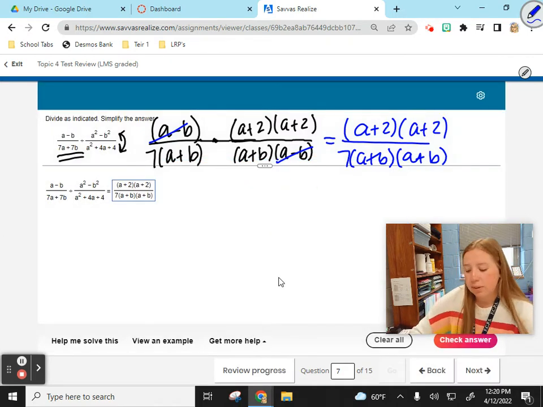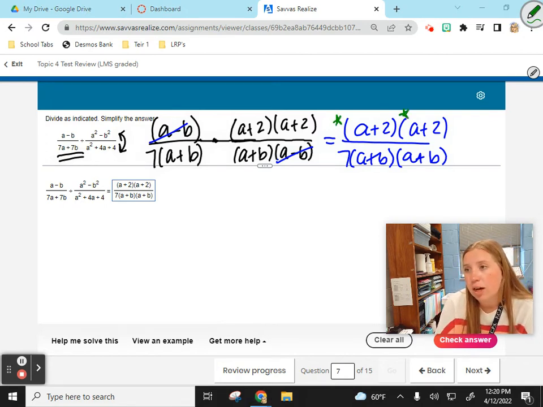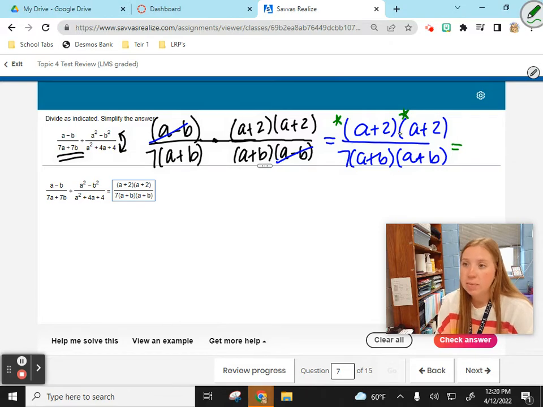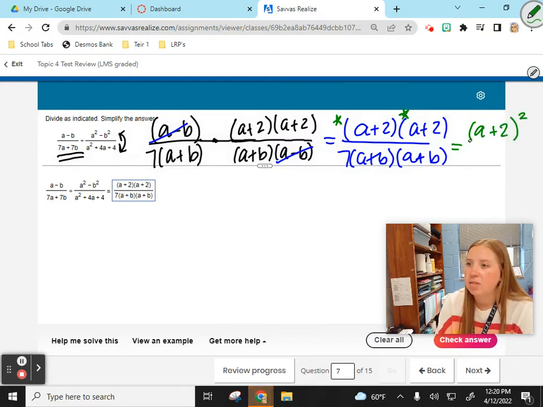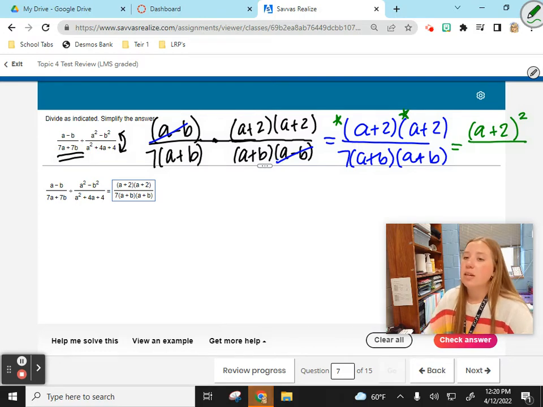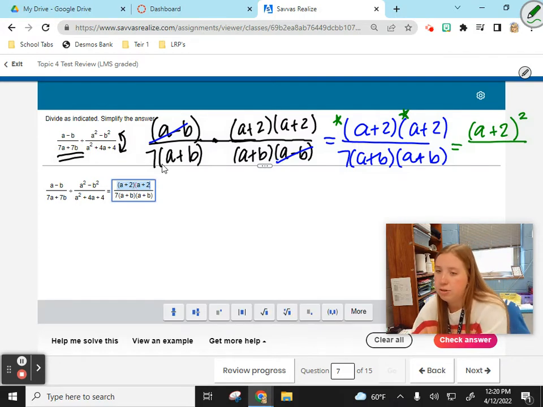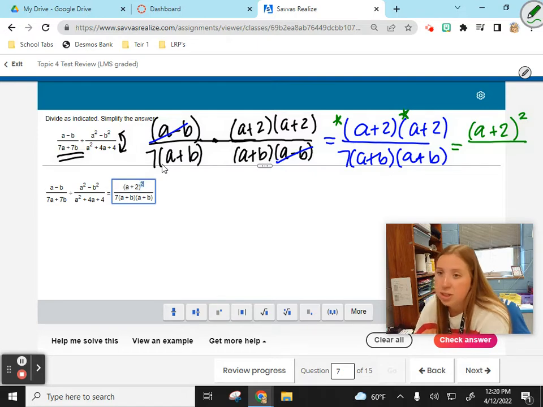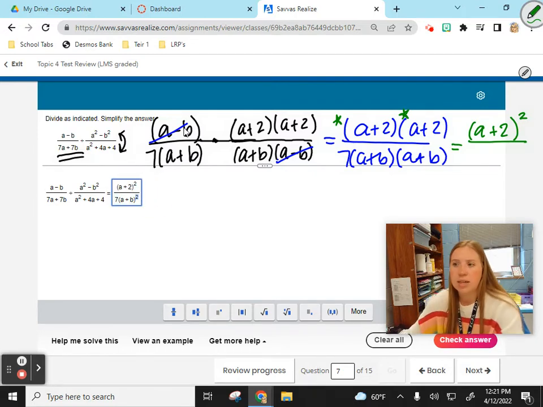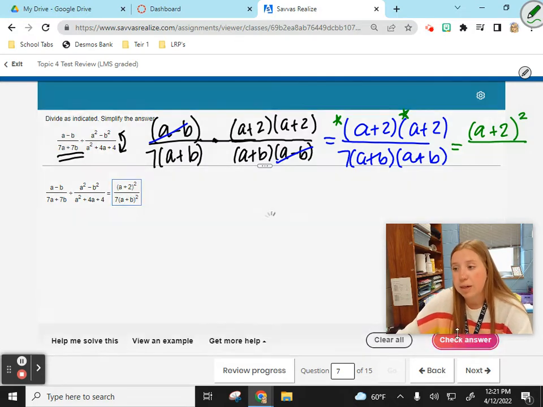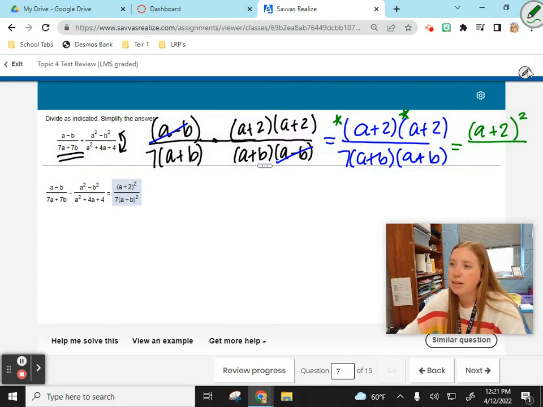So there's one thing that we have to remember here, which is a little tricky. When we have copies of the same factor, a plus 2 times a plus 2, there's a more simplified way that we can express that. When we multiply something by itself, it's just getting squared. So instead of having a plus 2 written out twice in my numerator, I'm just going to turn that into a plus 2 squared. And I'm going to do the same thing in the denominator as well, a plus b squared. And then that's going to be my final answer.